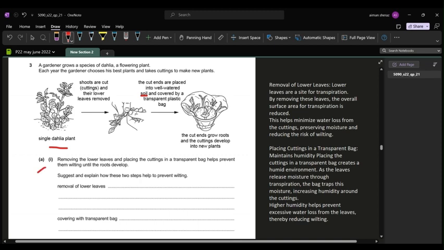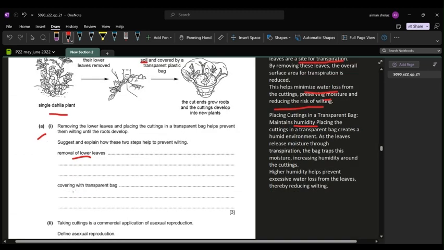So part A says removing the lower leaves and placing the cuttings in a transparent bag helps prevent them wilting until the roots develop. Suggest and explain how these two steps help to prevent wilting. So if we remove lower leaves, it is understood that they are the site of transpiration. And if we remove the lower leaves, the total surface area for transpiration would be reduced. And that would help minimize water loss from the cuttings and preserve moisture and also reduce the risk of wilting.